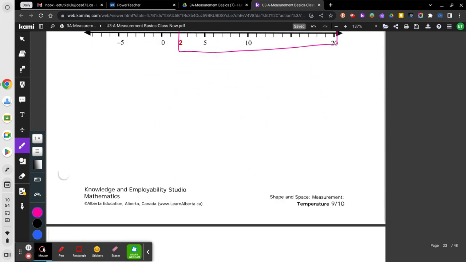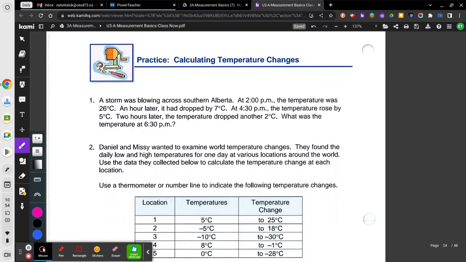All right, turn your page, folks. This is the page you are also going to do as practice. This concludes our temperature lesson.